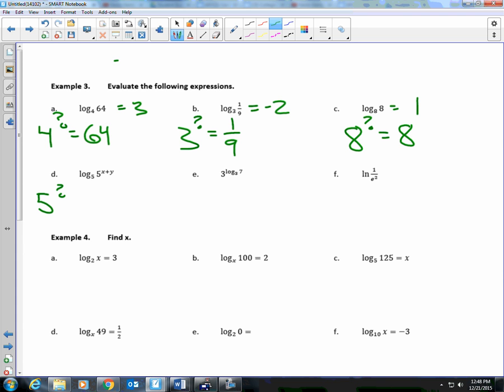5 to what power is 5 to the x plus y? x plus y. This is where we can use that rule that logarithms and exponential functions are inverses of each other. So when you see this log base 5 and then a base 5, you can just cancel those out and you're left with the x plus y. So look at my next one, 3 to the log base 3 of 7. That looks really confusing. But these are inverse operations of each other. I get rid of them. What are you left with? 7.